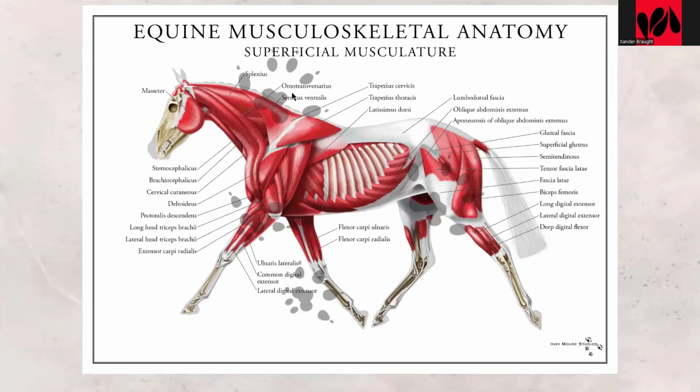Okay. Here's a quick anatomy of muscles within a horse. Again, you don't need to memorize any of this. This is all just information for anatomy that you might want to know if it interests you. Just some basic muscle anatomy. Some of this also transfers over to people as well.